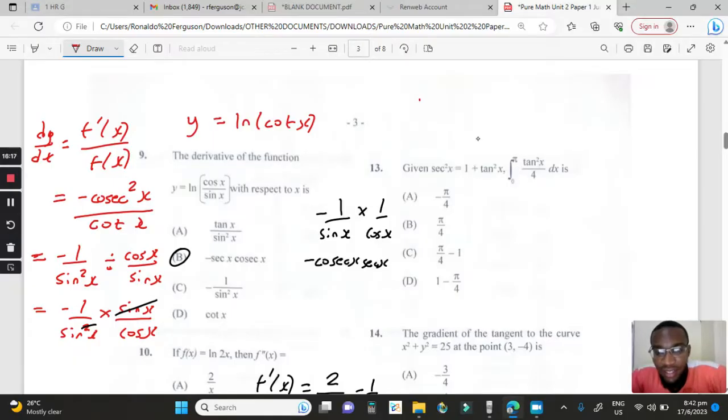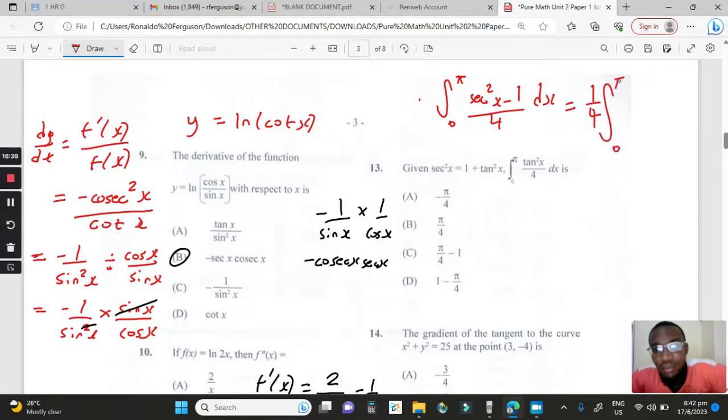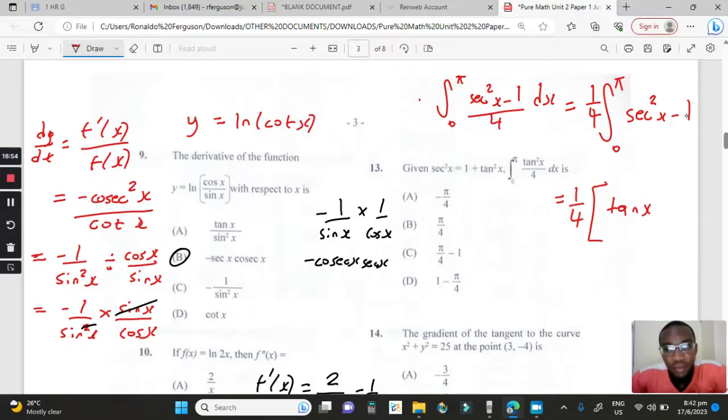So integrate this. They say using this given. So when you transpose it, you're integrating from 0 to pi. Tan squared is going to be sec squared x minus 1, over 4 dx. Factor out the 1 over 4, so that's 1 over 4 times the integral from 0 to pi of sec squared x minus 1. Integrate sec squared, you get tan x, alright? And when you integrate 1, you get x, and we're going from 0 to pi.